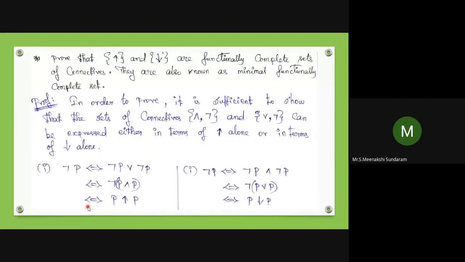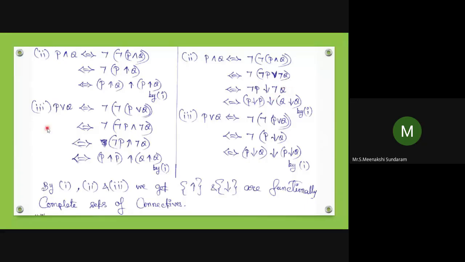Negation P can be expressed as P NOR P. Okay. And the third one, P disjunction Q: negation of negation of P disjunction Q. That can be written using the double negation law. Then I can apply the negation law, so De Morgan's law I can apply.